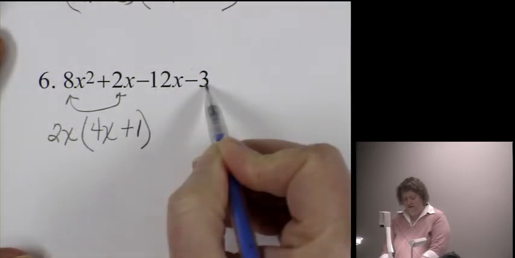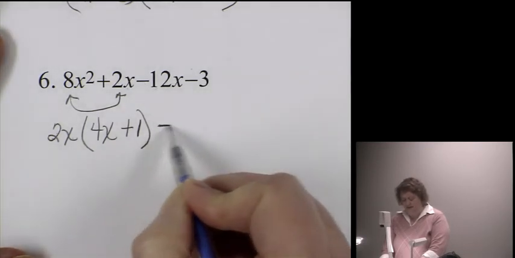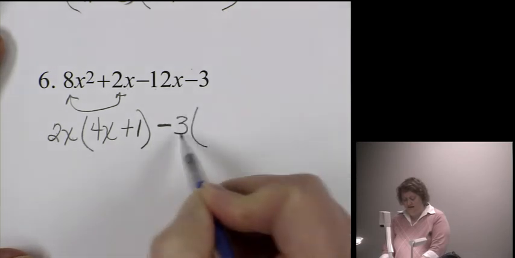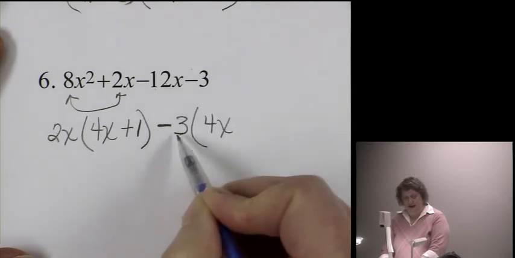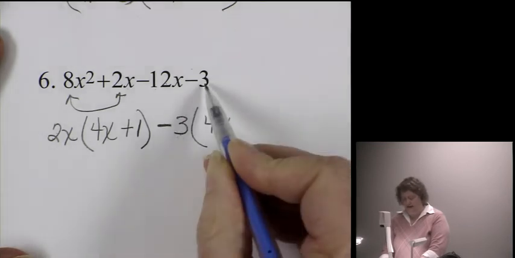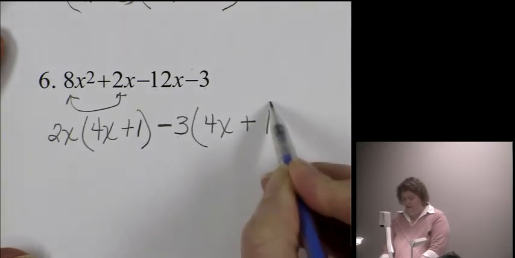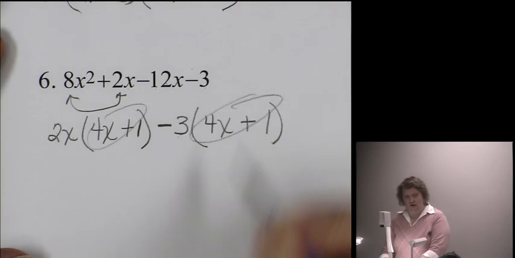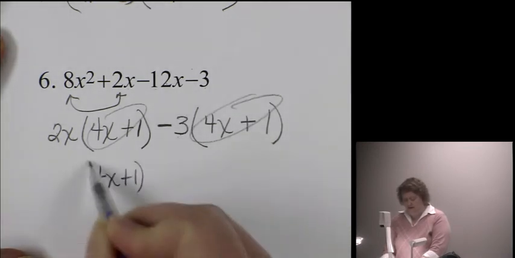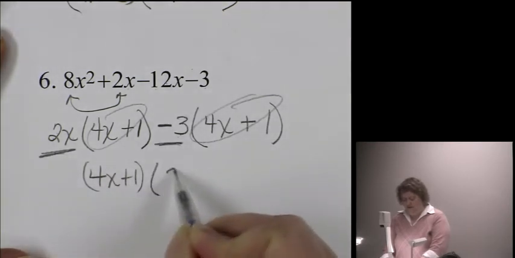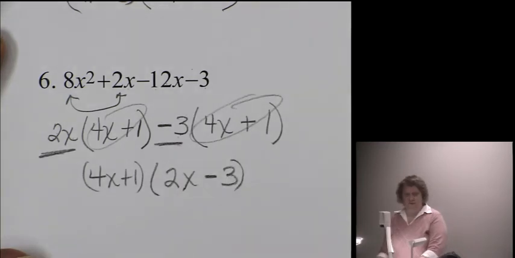What goes into both the 12 and the 3 would be 3, but we have to keep that negative sign there because it brings down. And then negative 3 goes into negative 12 and leaves me a positive 4x, and negative 3 into negative 3, a negative divided by a negative gives me a positive 1. Then we have that 4x plus 1, that's the common term. I write down 4x plus 1, and then I have left over a 2x minus 3 that's in front of each of those parentheses.